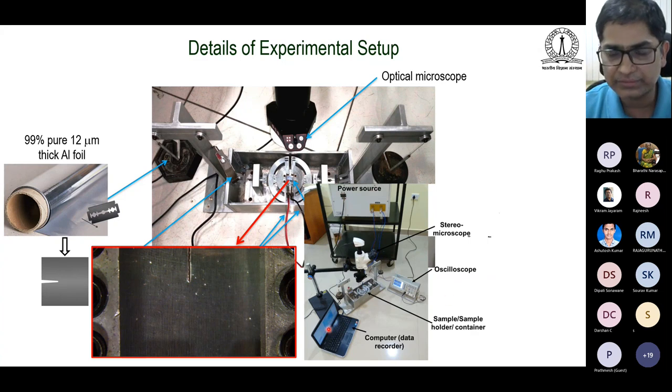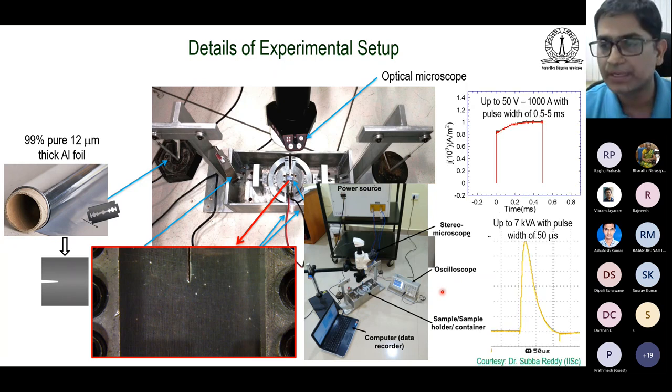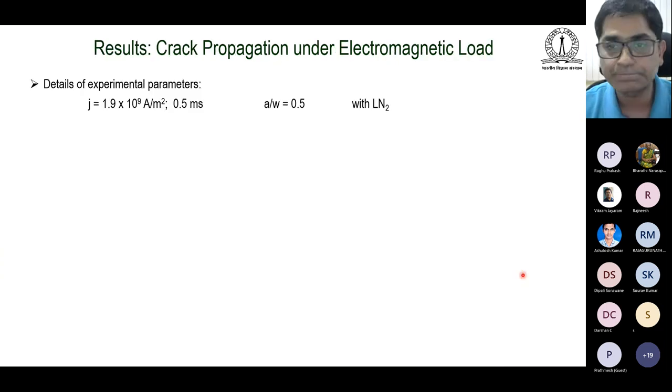This is the power source, and then we have an oscilloscope so that we can measure exactly what current has been passed. These are the two pulses that we used at that time. This is a square pulse, and the maximum current that can go through is 1 kA. The other one we found through one of our colleagues, Dr. Subha Reddy, who is in high voltage engineering. He had a very interesting power source, which can pass a pulse of about 50 microseconds, and the maximum current can go up to about 67.7 kA. That much of a pulse we can pass there.